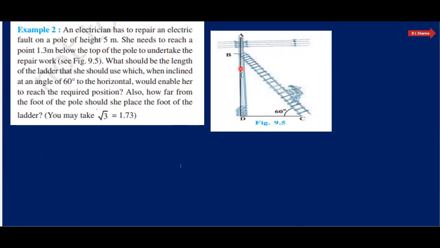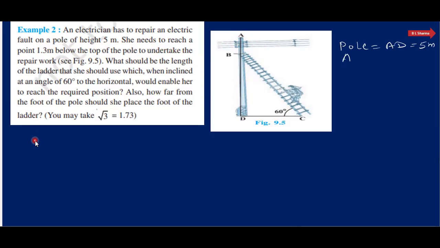This is a pole, AD is a pole, so we can write here the pole, that is AD, that is 5 meter. She needs to reach a point 1.3 meter below the top of the pole. A is the top of the pole and D is the bottom or foot of the pole. She has to come here to repair the electric fault, and that is given 1.3 meter.